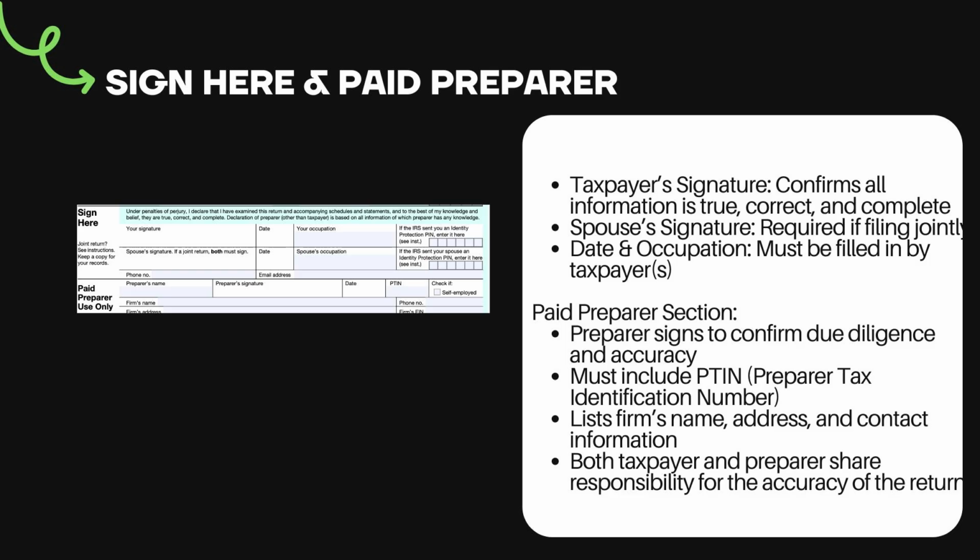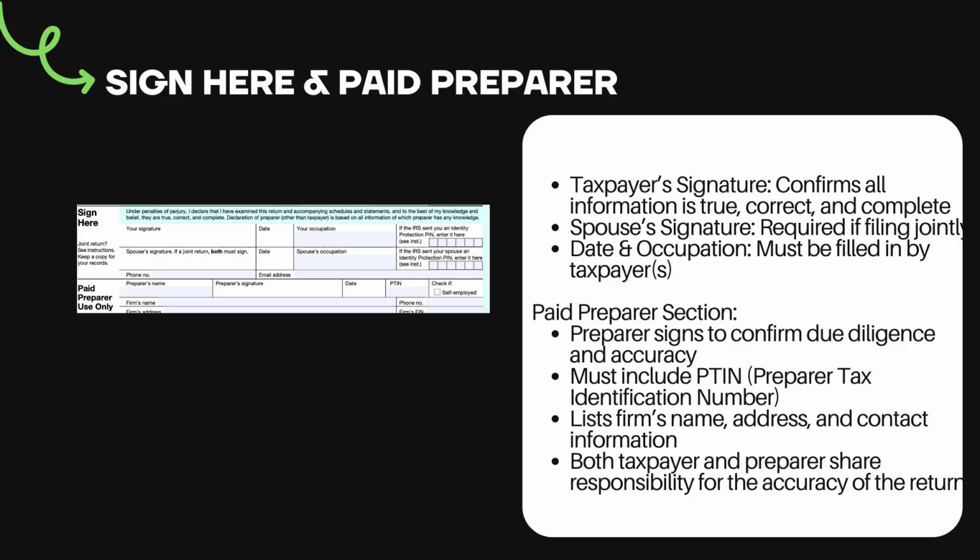At the very bottom of the 1040, you'll find the signature section. This is where the taxpayer makes it official. First, the taxpayer's signature is required. By signing, they're confirming that all of the information on the return is true, correct, and complete to the best of their knowledge. It's not just a formality, it's a legal statement. If the return is joint, then the spouse's signature is also required. Both names have to be there or the IRS won't accept it.